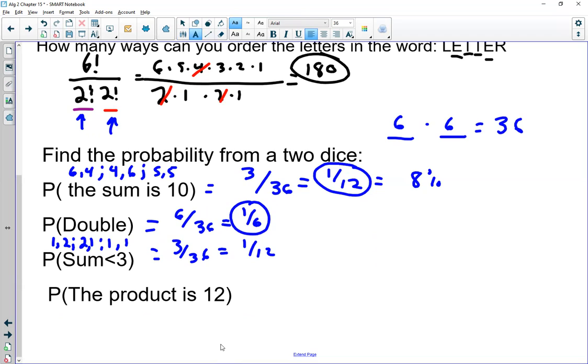1, 1. 2, 2. 3, 3. 4, 4. 5, 5, and 6, 6. So there's only 6 ways you can get a double.